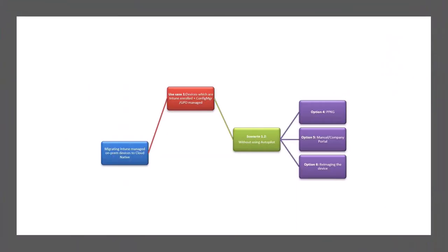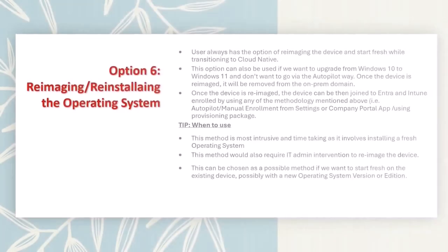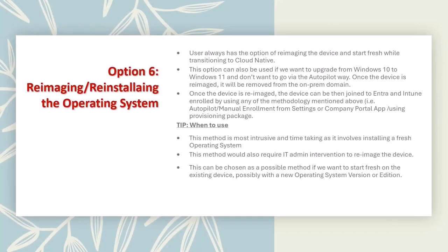Okay, all right. So we have seen the provisioning package, we have seen manual or Company Portal options. What other option do we have? The next option is, obviously, reimaging the device. Reimaging the device means, let's say you want to reinstall the operating system, and this is in line with what we had initially seen as the Microsoft recommended approach.